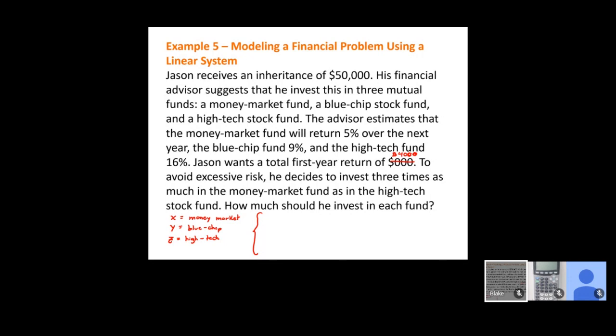So tell me this, how much money is he investing? $50,000, right? He receives that inheritance, he's going to invest it all. Well, if we know that X is the amount he's putting in money market, Y is the amount he's putting in blue chip, Z is how much he's putting in high tech, and his total investment is $50,000, what's an equation I could write here?